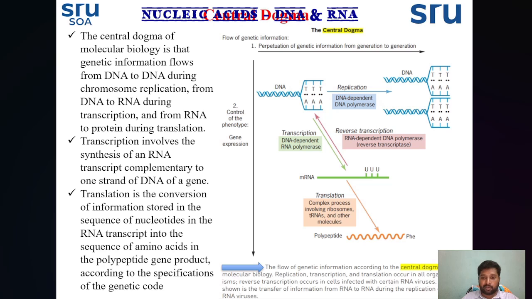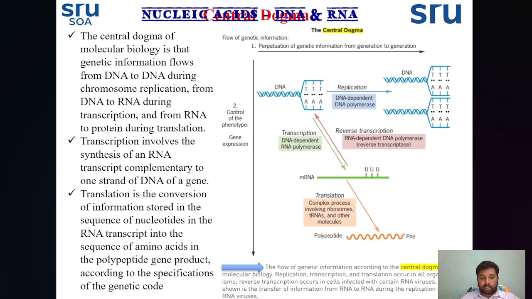Here, the name itself: translation is a complex process involving ribosomes, tRNAs and other molecules. But the information must be translated from the language of nucleotides, I mean mRNA having nucleotides, into the language of amino acids. A polypeptide is nothing but a chain of amino acids. Okay, the flow of genetic information according to the central dogma of molecular biology is DNA to RNA through transcription, RNA to polypeptide chain through translation.